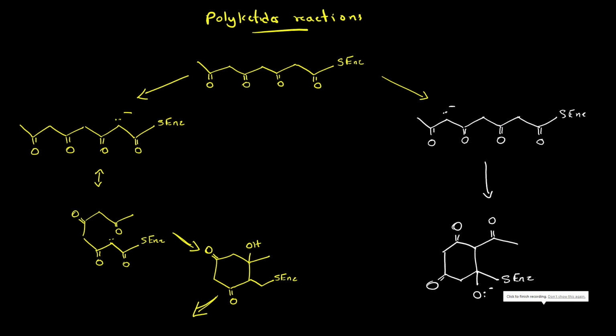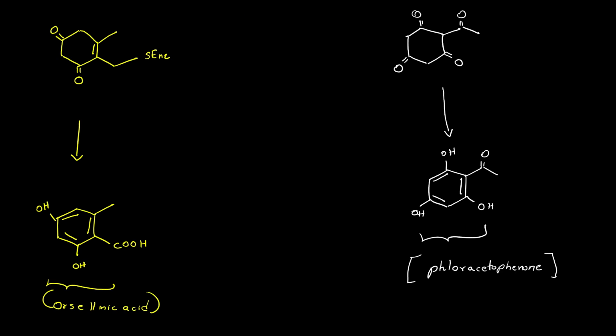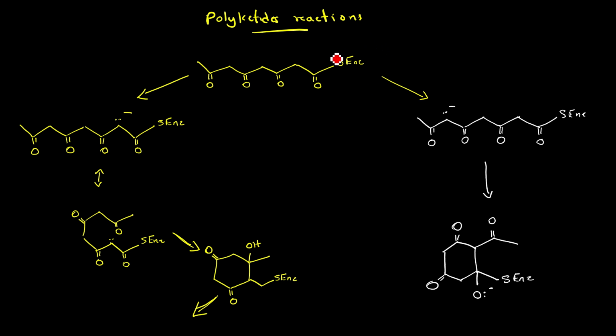Okay, so in this lesson we are going to talk about the reactions of polyketides. We are going to talk about two special molecules. One is this one, and the second one is this one, orsellinic acid and fluoroacetophenol. So we are going to talk about the mechanisms of these two molecules. Okay, we are going to start with the polyketide.